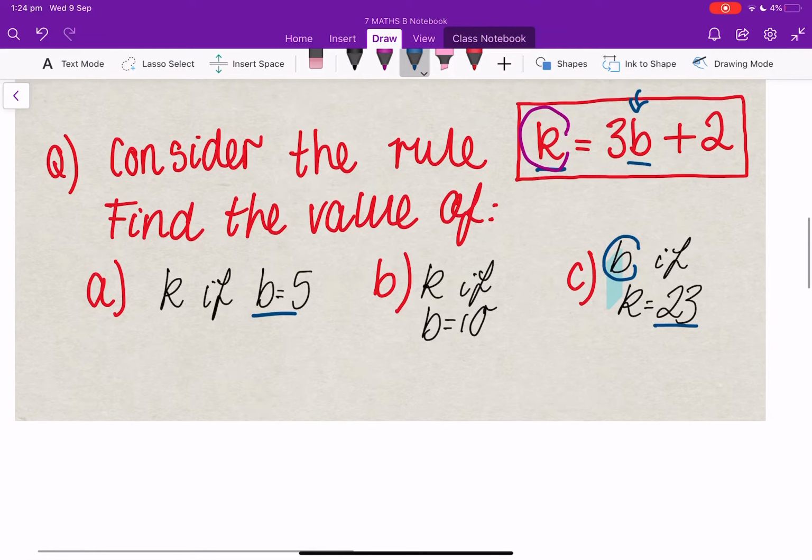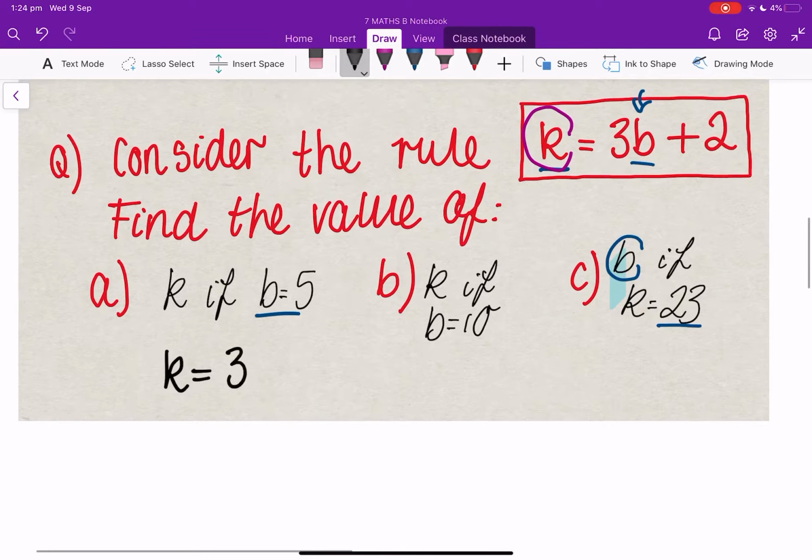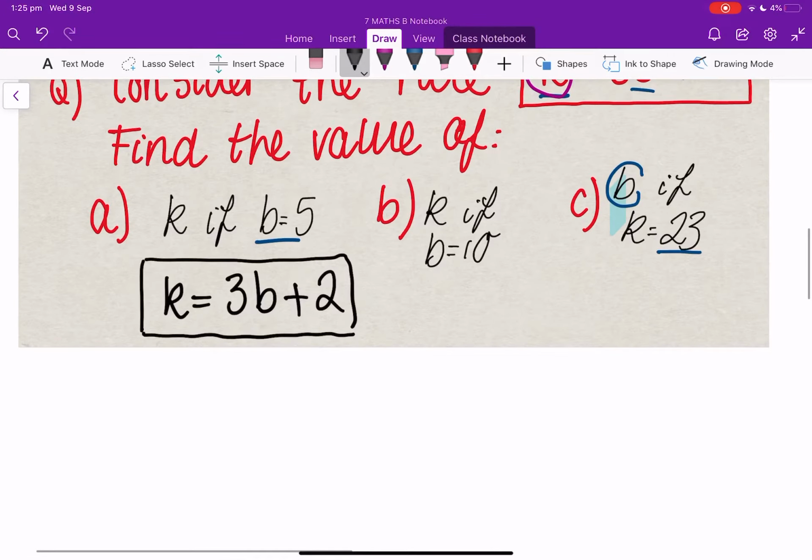So I've got an example here for you. It says, consider the rule k equals 3b plus 2. And I want you to find the value of k or b. And so I've got three different types of questions here. Let's firstly do part A. We're going to find the value of k if b equals 5. So I'm going to write down, with all of my working out, the rule that the question gives me, which is k equals 3b plus 2. That's my rule. Often rules have a rectangle around them as well.